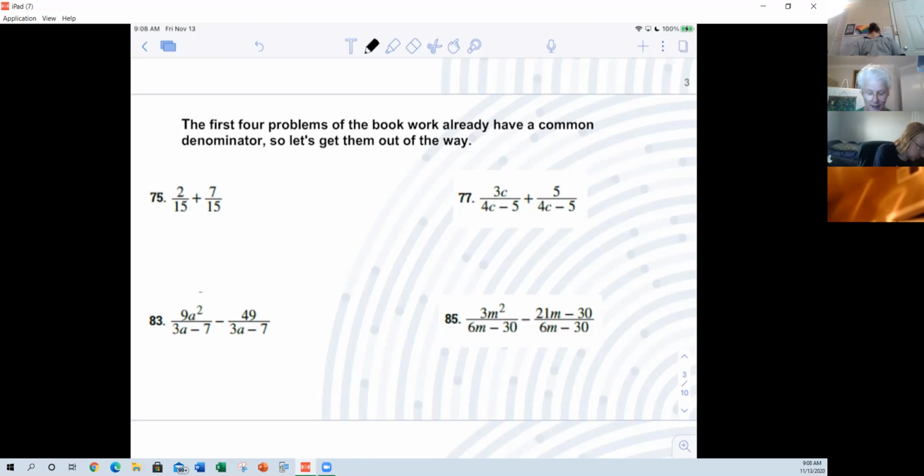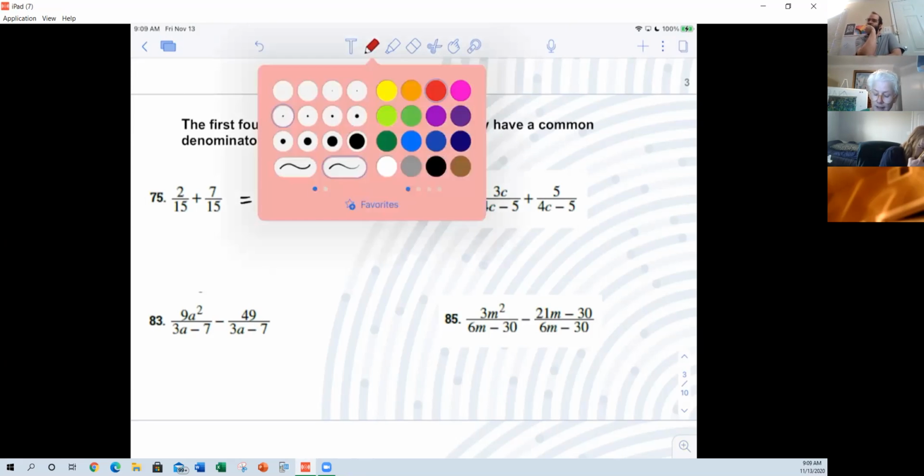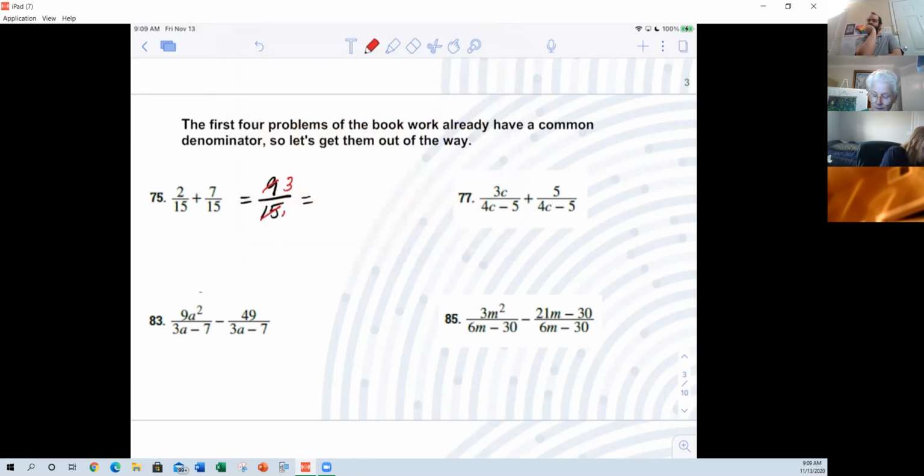On this first one, we have 2 over 15 plus 7 over 15. When we say 2/15 plus 7/15, we're saying we have 2 of this type of fraction plus 7 of the same type. So we just keep the type of fraction that we have, which is 15ths. If we have 2 of a kind plus 7 of a kind, that would make 9 of a kind. So you keep the denominator and add the numerators. And if it is reducible, you want to go ahead and reduce. Both 9 and 15 have a common factor of 3. 3 goes into 9 3 times and 3 goes into 15 5 times. So the final answer would be 3/5.